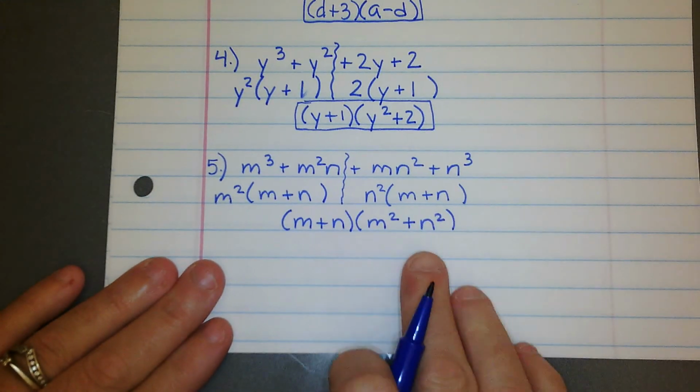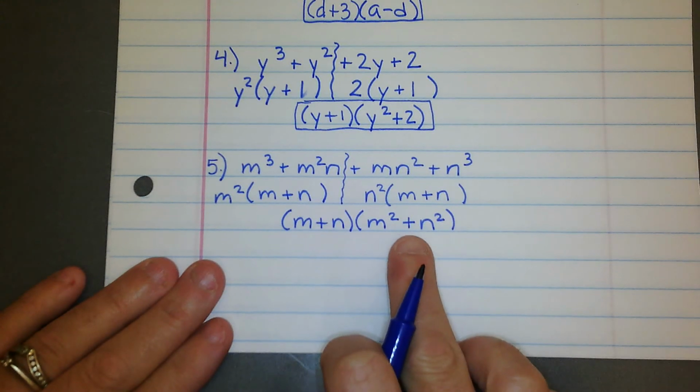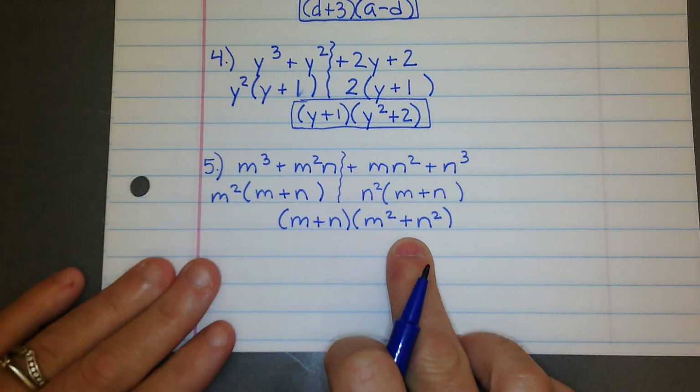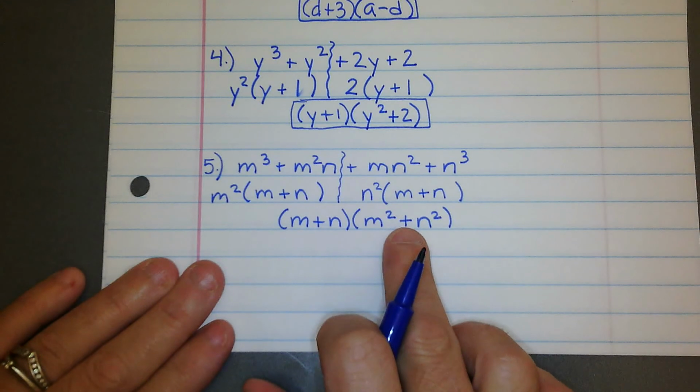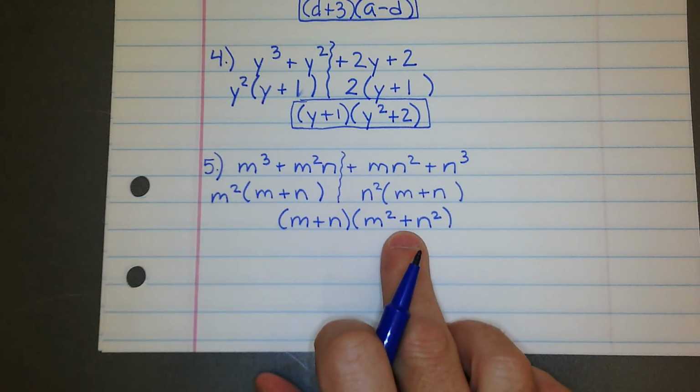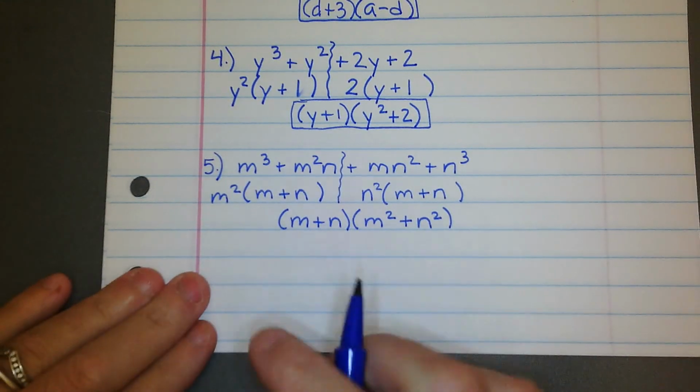Real quick, can I factor this? Is this a difference of 2 perfect squares? Heck no, we can't, because this is a plus, and you can only factor it when it's a minus.